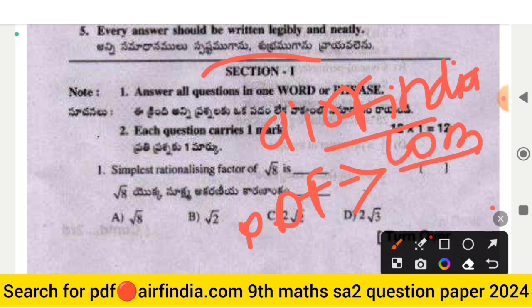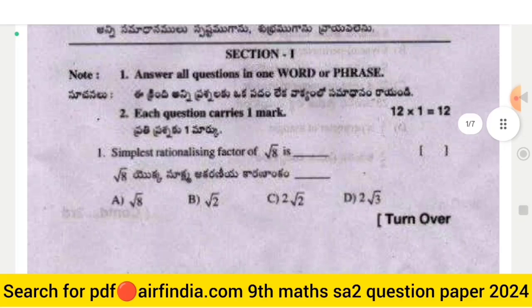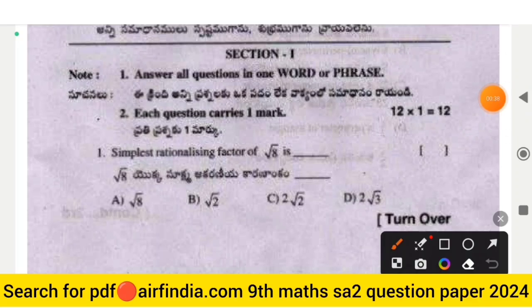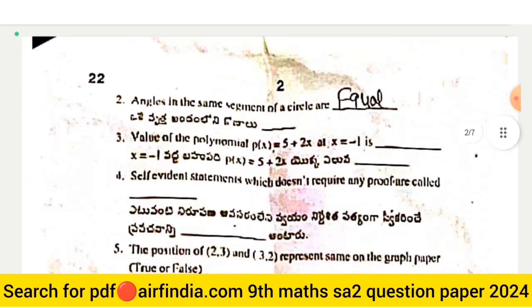Okay, so this is your section first. Answer all the questions in one word or phrase. Simplest rationalizing factor of root 8 is. Okay, so this is your 12 marks section first. Each question carries 1 mark.